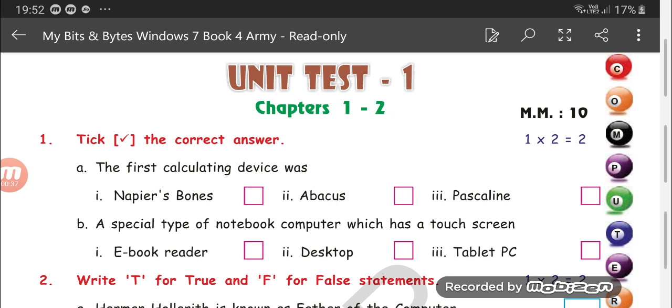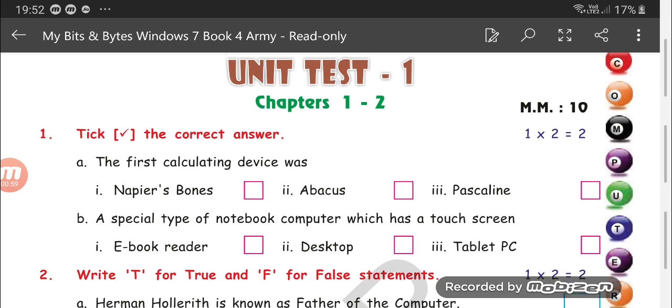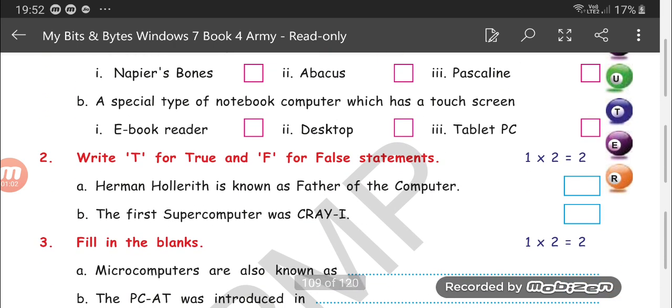First question is, tick the correct answer. The first calculating device was Napier's bones, abacus, Pascaline. The answer is abacus. Question number B. A special type of notebook computer which has a touch screen is a tablet PC. True and false. Number 1. Hermann Hollerith is known as the father of the computer. This is false. Who is known as the father of the computer? Charles Babbage. The first supercomputer was Cray 1. True.